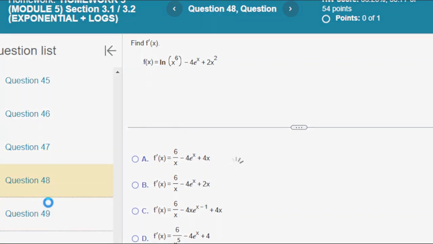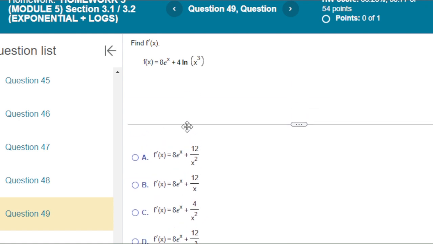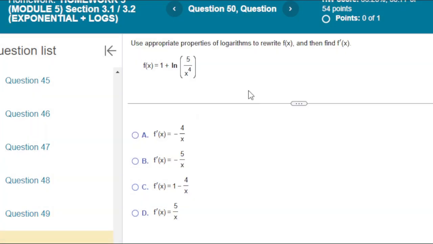And same thing here. And here, so again, take the 3 out front. So this part over here will really end up being 12 times natural log of x, because the 3 comes out in front and multiplies by the 4. All right, what about this one?